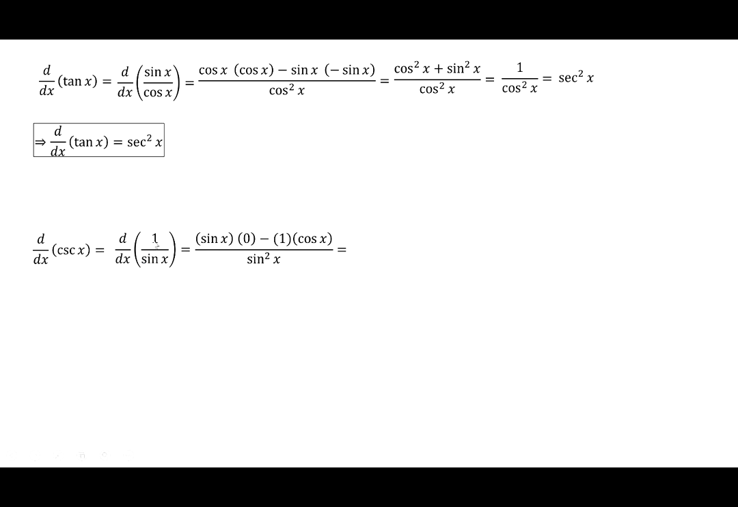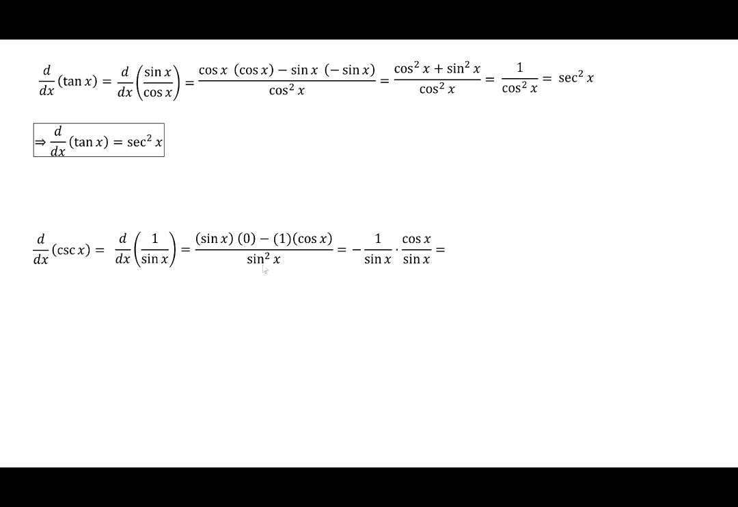times the derivative of the numerator. Derivative of a constant is 0. So we have a times 0. Minus the numerator 1 times the derivative of the denominator, which is cosine x. All over the square of the denominator. But this just goes to 0. Sine x times 0 is 0. 1 times cosine x is cosine x, but there's a negative. So we end up getting negative cosine x over sine square x.